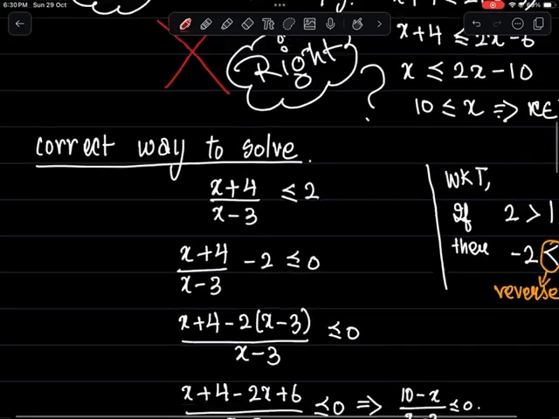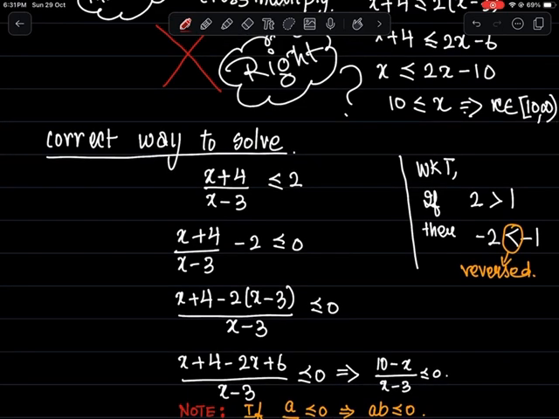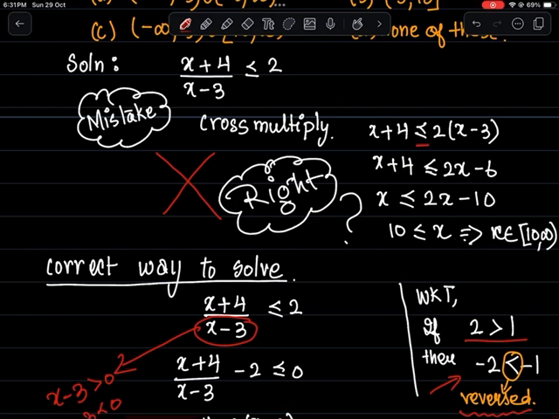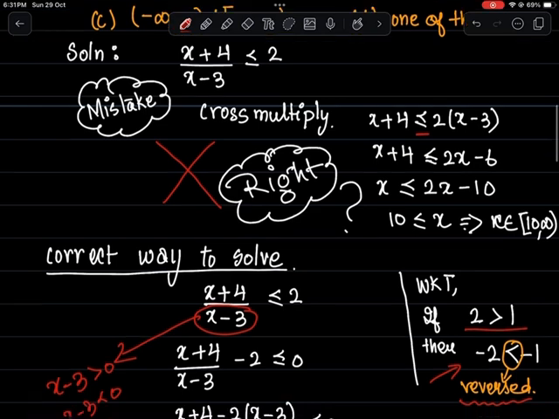Now let us see the correct way to solve. As we know, if 2 is greater than 1 and we multiply or divide either side by a negative number, the inequality gets reversed, as we can see over here. The mistake that we made in the previous case was that we were not keeping in mind what if x − 3 is negative. In that case, the inequality is going to get reversed. Now, there are two possibilities: it may be greater than 0 or it may be less than 0.